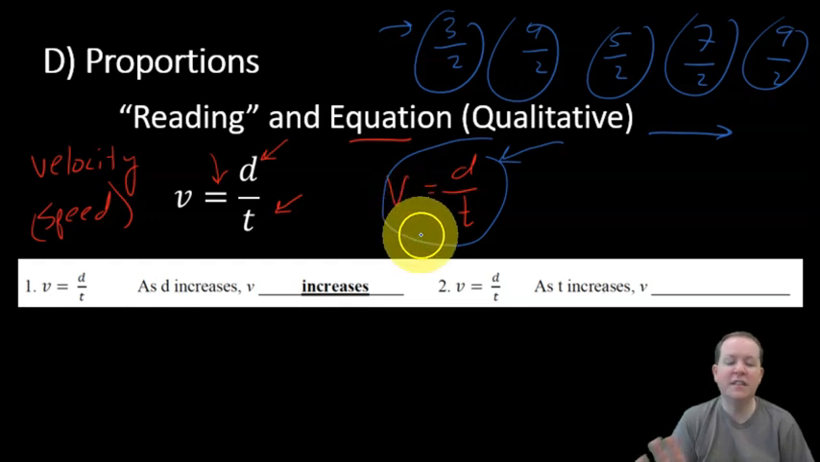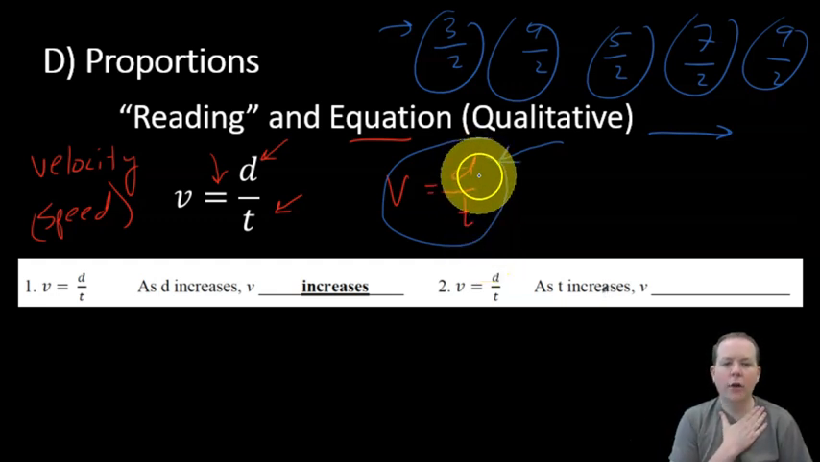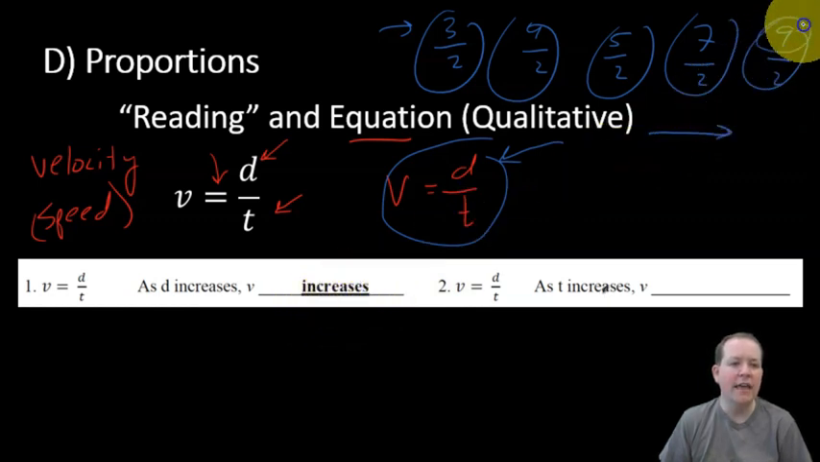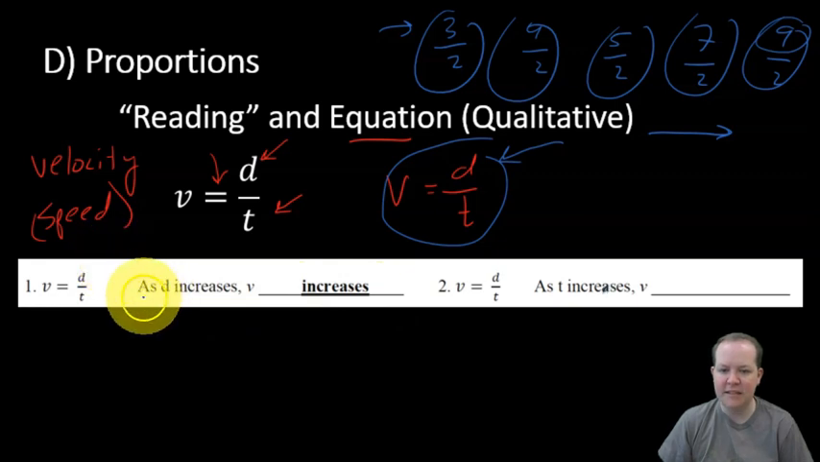So if I have 2 similar scenarios, let's say similar cars over the same 1 hour, the same amount of time, well, if one car traveled more distance in the same amount of time, that must mean its velocity was bigger. Another way to say it: as D increases, as the numerator gets bigger, the overall result gets bigger. So that must mean that as the distance increases, the velocity increases.